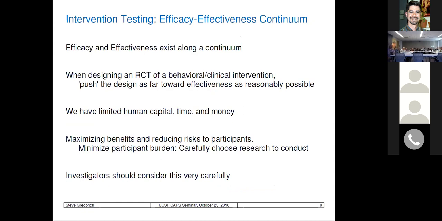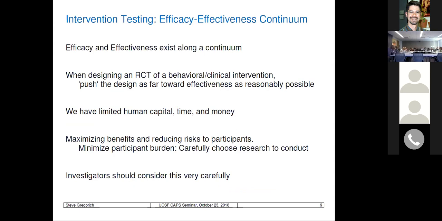So as I said, efficacy and effectiveness exist along a continuum. And this is another area of distinction that a lot of investigators don't consider as carefully as they might. I think that we've got limited human capital, limited time, limited money. We can't be conducting a lot of efficacy trials unless it's absolutely necessary. We need to move towards effectiveness as soon as we can. And that means that when you're designing your randomized controlled trial, I think it's incumbent upon us to think about how far we can reasonably push the design toward effectiveness.